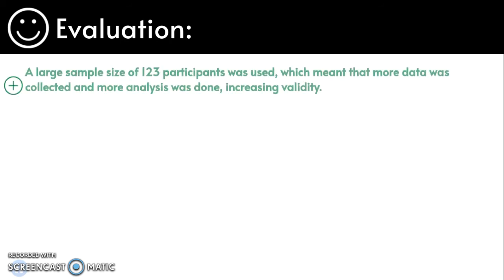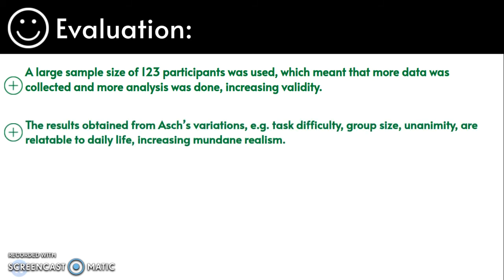Evaluation. A strength of Asch's line study is that a large sample size of 123 participants was used, which meant that more data was collected and so more analysis was done, increasing validity. Another strength is that the results got from the variations, so what we referred to previously, for example, task difficulty, group size, unanimity, are relatable to daily life, increasing mundane realism.